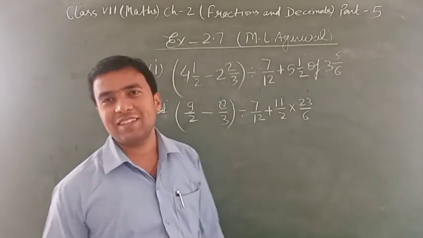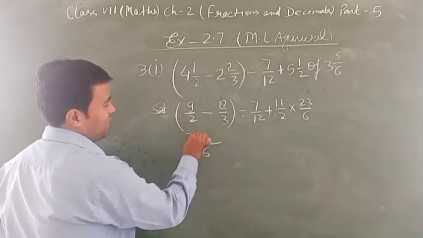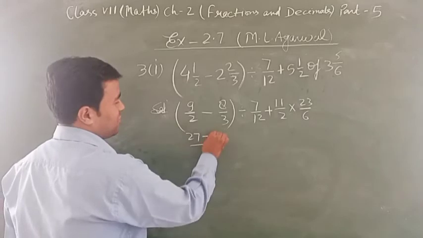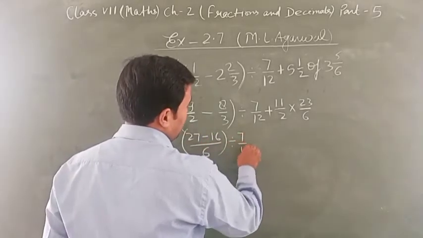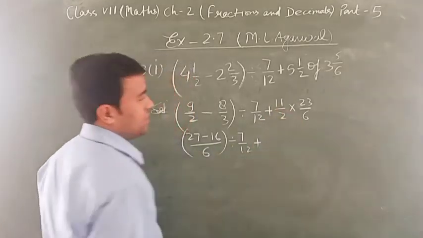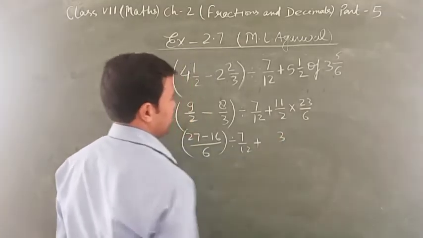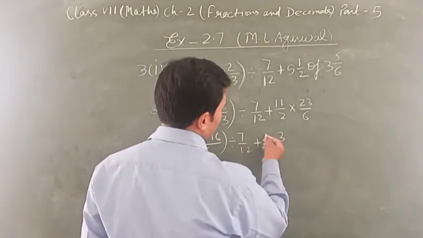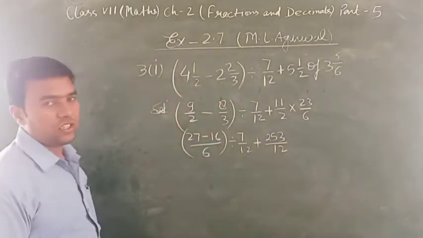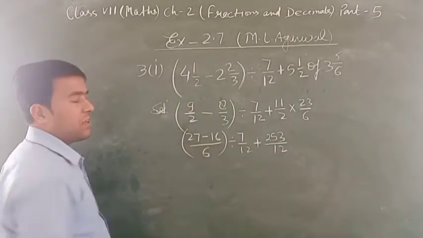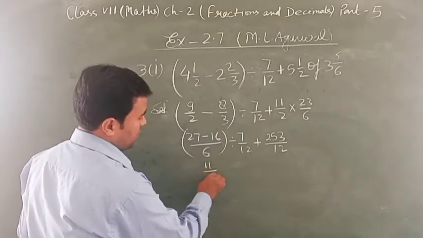LCM of 2 and 3 is 6. 2 times 3 is 6, 3 times 9 is 27, 3 times 2 is 6, 2 times 8 is 16. Okay? 7 by 12 plus 11 times 23: 11 times 3 is 33, 11 times 2 is 22, plus 3 is 25, so 253 by 12, and 2 times 6 is 12. Clear? 27 minus 16 is 11 by 6.